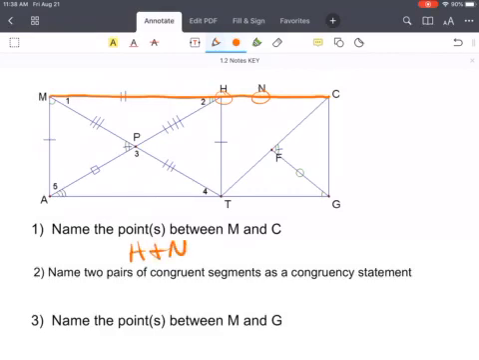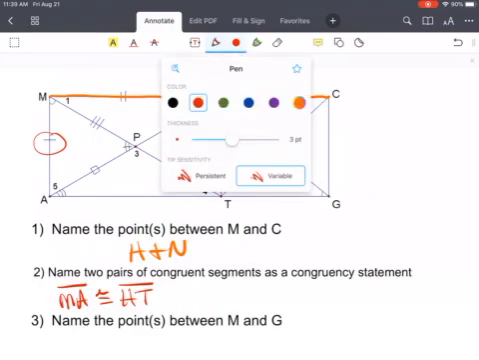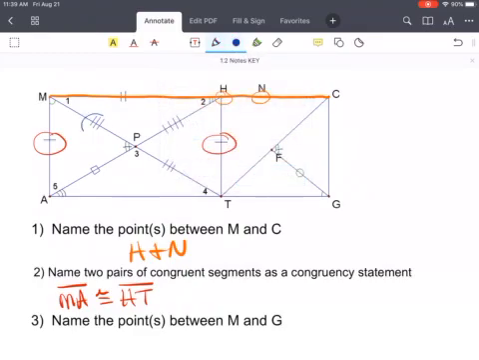When I want to name two pairs of congruent segments, I'm looking for segments that have the same tick marks as each other. So one of the pairs, I see one tick mark and one tick mark, which tells me that segment MA is congruent to segment HT. And then when I'm looking for another pair of congruent segments, I see a triple tick mark and a triple tick mark, which tells me that segment MP is congruent to segment PT. There are no other segments in here that have the same tick marks. I have a double tick mark here, but no other one. We do have tick marks in here within angles, and we'll talk about the angles later on.